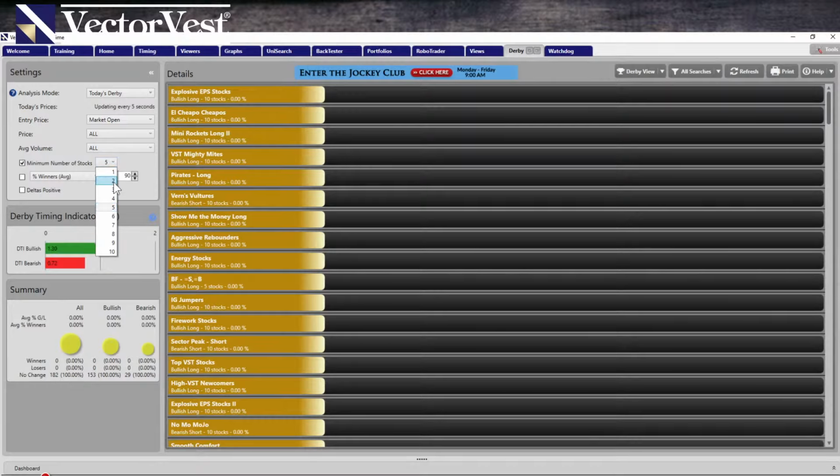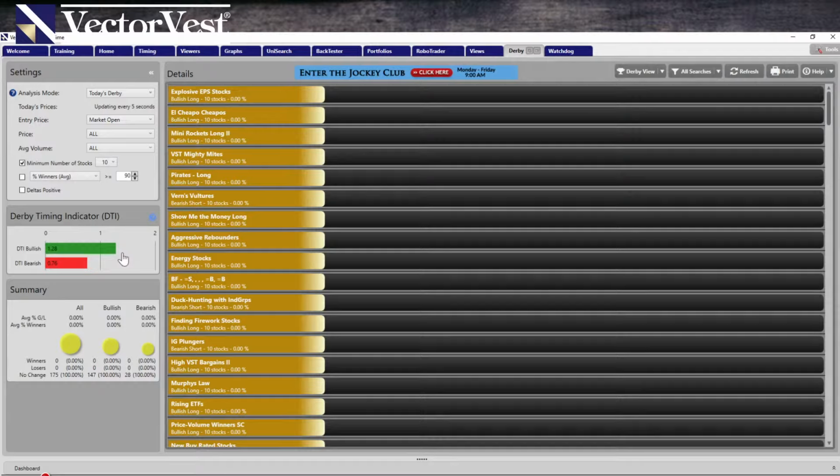Let's bump that down. Let's say that they just have to have a minimum of 2 stocks. Now I've got 193. So based on how many stocks I want to look at will determine how many searches I'm incorporating within the Derby tool. I'm going to change that number back to 10 because I think that that's a good number of stocks to be able to pay attention to before you pull the trigger on a search.